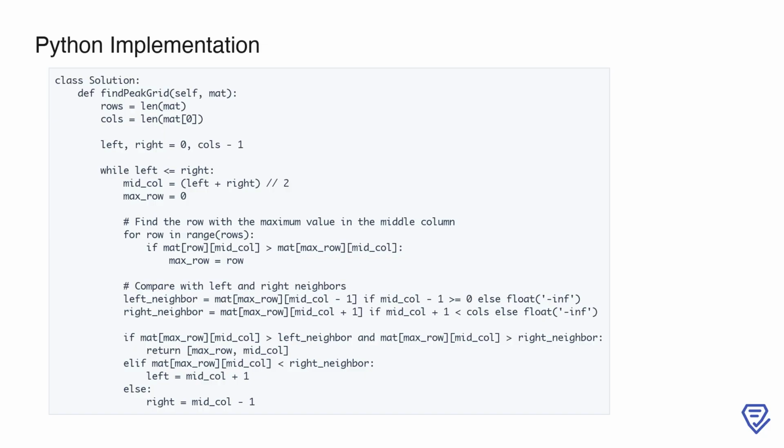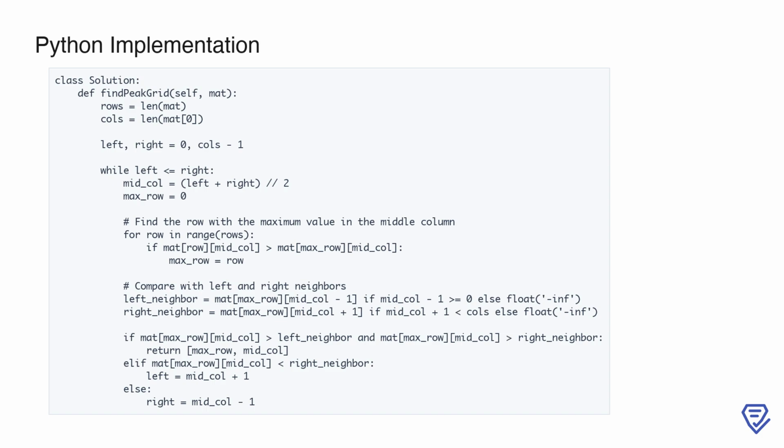2. Binary search loop. While left is less than or equal to right, calculate the middle column index mid_col. Find the row max_row with the maximum value in the mid_col. This ensures we focus on the most promising peak candidate in the current column.